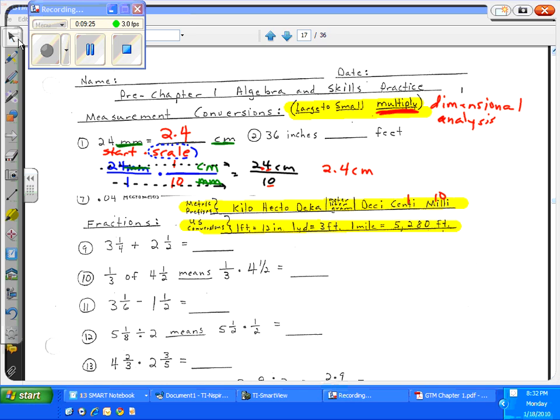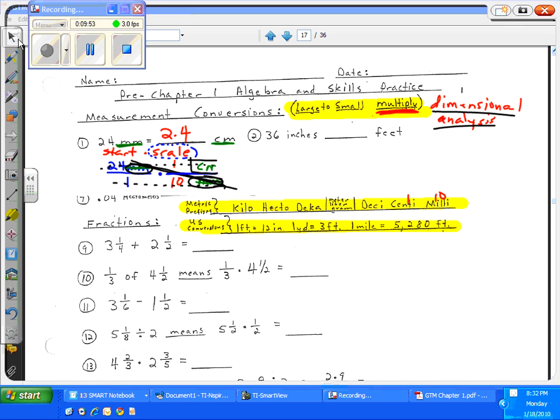This process of multiplying so that you lose the name you're trying to get rid of and gain the name you're trying to gain so that they cancel like that is called dimensional analysis. Okay? All right. Number 2.